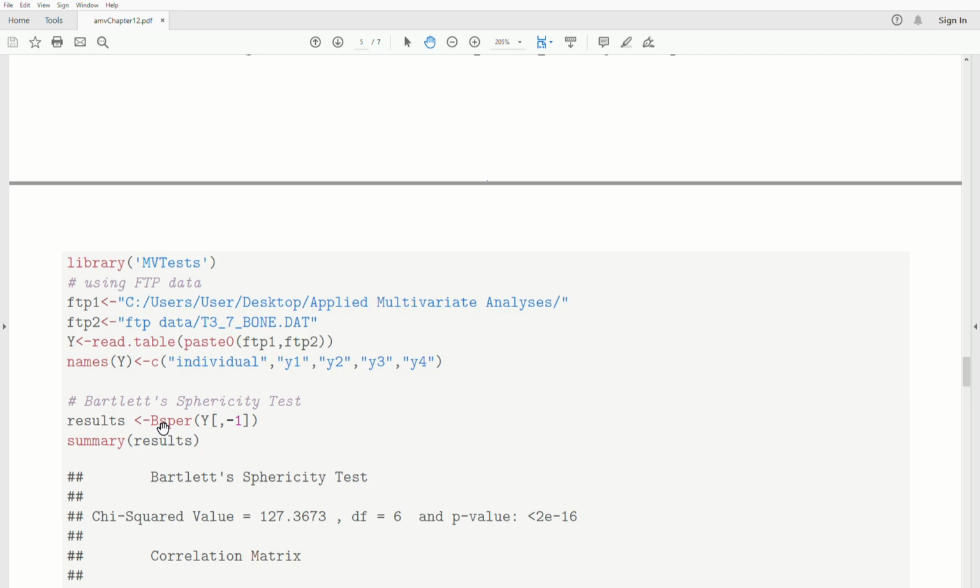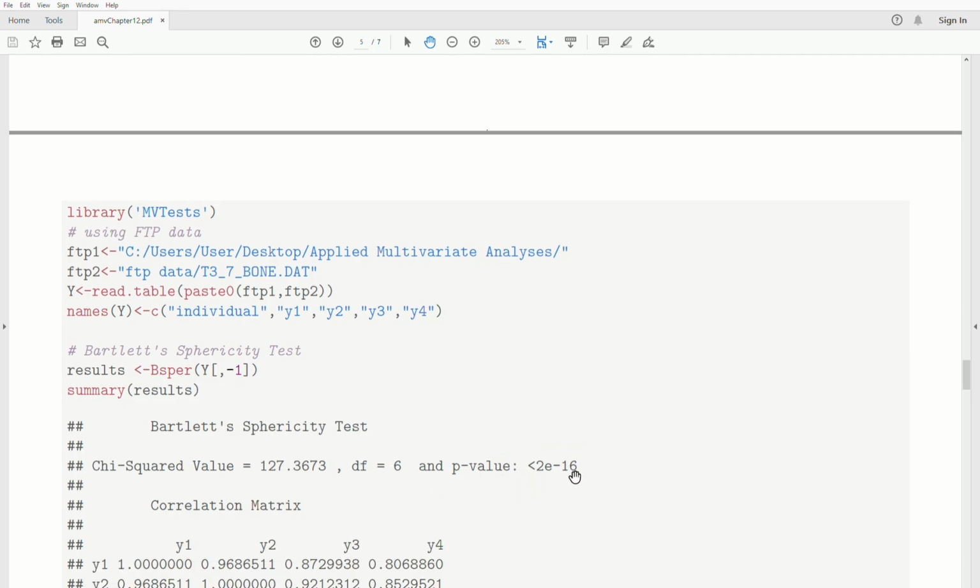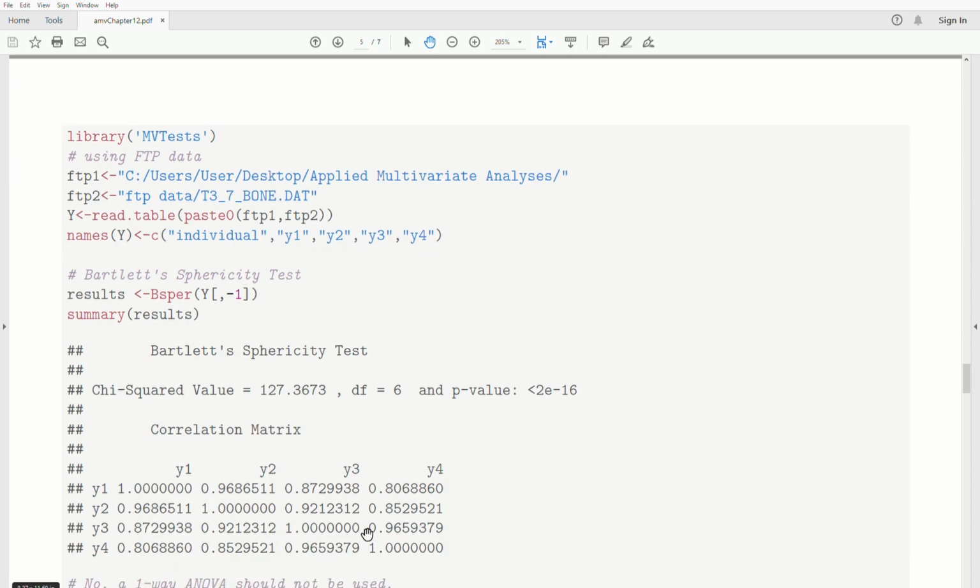So it's called Bsphere. That's the function in this package, and we load the data, and so we don't want the first column, and the test pumps out a very small p-value which says the variables are not independent. And if we look at the sample covariance matrix, there's a high correlation between time points. 8 year and 8.5 year, it's a 0.97 correlation. 8.5 to 9 years, so it's not surprising that the covariance was not diagonal, and the test shows that.